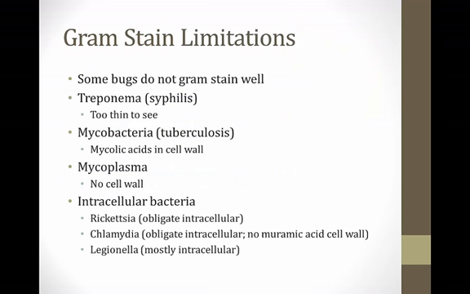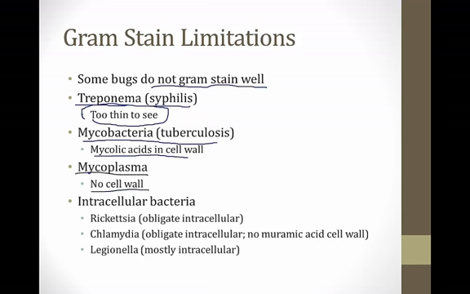Now the Gram stain is not perfect. There are some bugs that do not Gram stain well, and you should know what they are. One of the first ones is Treponema, which is the causative agent of syphilis. It's a spirochete, and it's too thin to see, so it doesn't Gram stain very well. Mycobacteria, especially tuberculosis, do not Gram stain well, and that's because they have mycolic acids in their cell walls, and we use special stains called acid-fast stains for mycobacteria. Mycoplasma has no cell wall, so it doesn't Gram stain well.